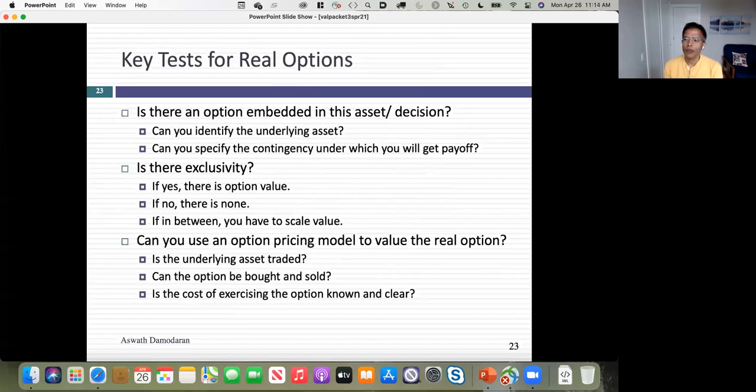We're going to talk about options. And with every option we're going to look at, we're going to ask 3 questions. Is there an option embedded here? So I'm going to draw the payoff diagram to back up my point that there is an option. Second, I'm going to ask, is there exclusivity? The more exclusivity I have, the greater the option value. And then I'm going to ask, can I use an option pricing model? And remember, to use an option pricing model, I need to be able to trade the underlying asset and trade the option. And the closer I get to meeting all 3 conditions, the more I can use real options.